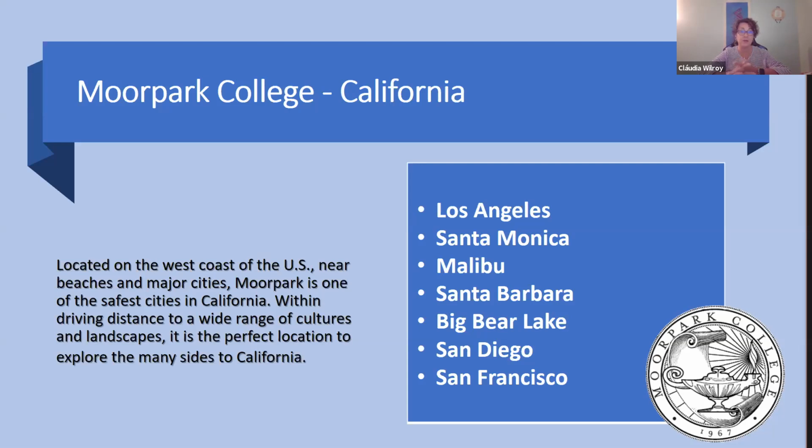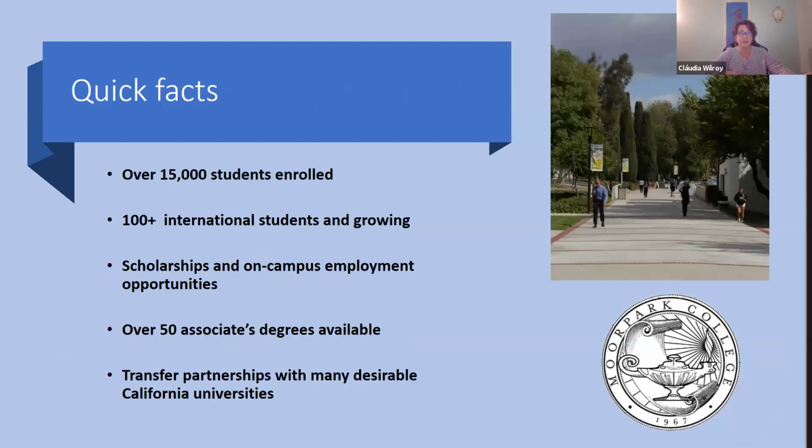So as far as location, as you can see, we're very close to Los Angeles, Santa Monica, Malibu, Santa Barbara, and for those who want to maybe go ski, they can go to Big Bear Lake. It's also within good drive distance to San Diego, a little far to San Francisco, but the location is perfect. Never too hot, never too cold. It's just good California weather. So again, just quick facts: 15,000 students, 100 plus international students.